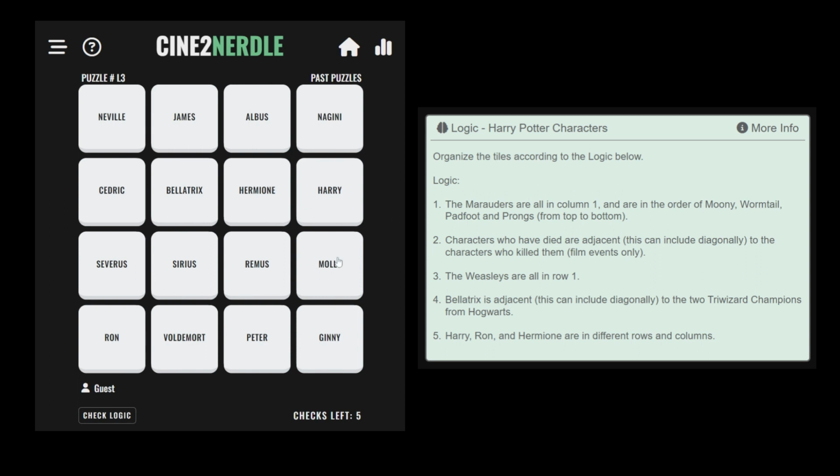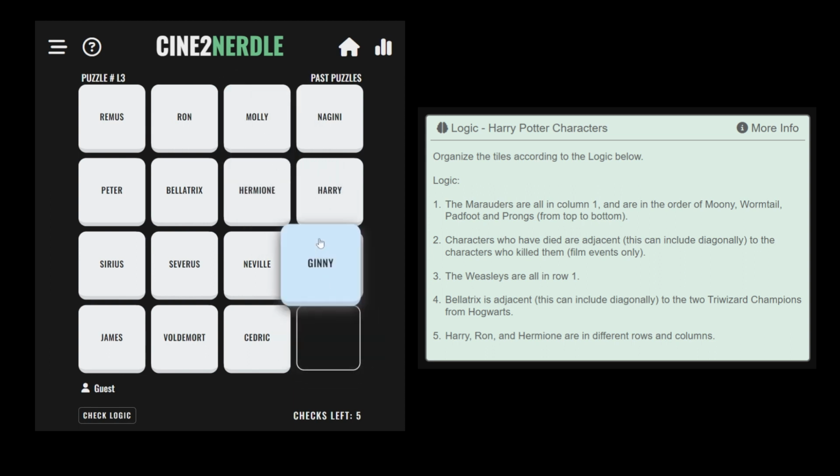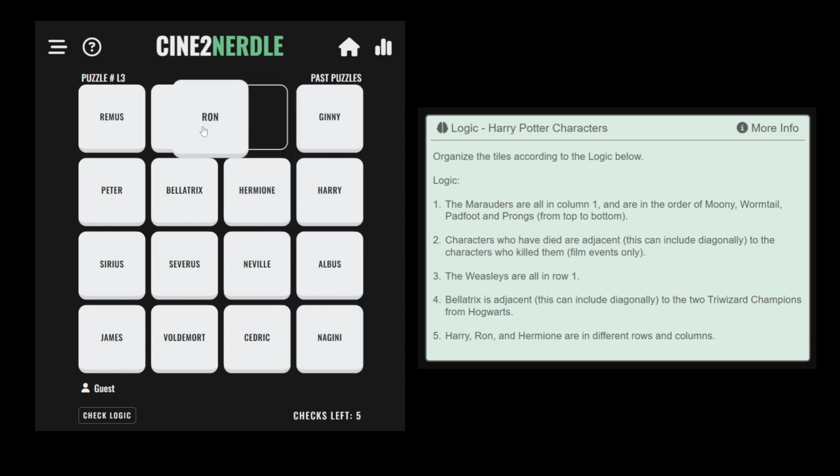Starting with rule number 1, we can order the Marauders in column 1. Moony is Remus, Wormtail is Peter, Padfoot is Sirius, and Prongs is James. We know from rule number 3 that the Weasleys are all in row 1. This would be Ron, Molly, and Ginny, but we don't know yet where exactly they should be placed in row 1.